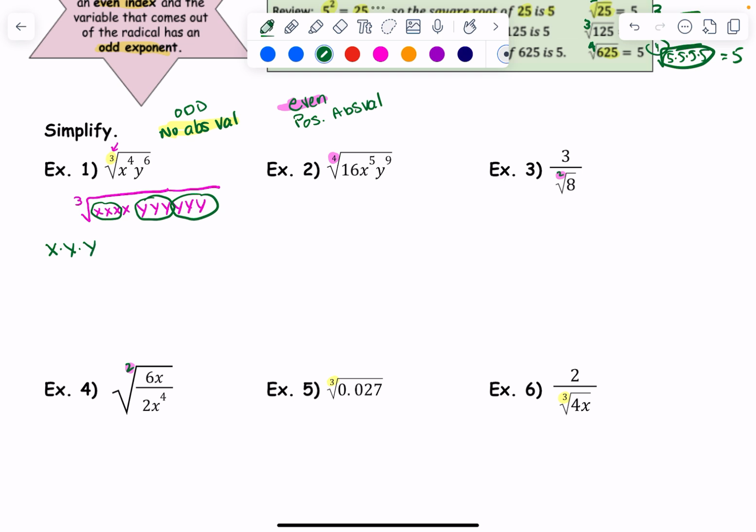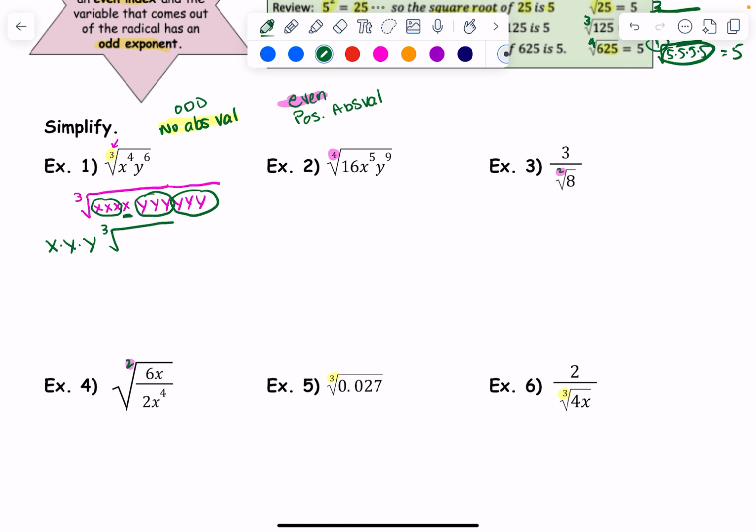Because the index is odd, we don't put absolute values, but we're going to keep the index because we do have one x left over. So we clean this up, and this is x, and then we have y squared because we had 2 y's. And then we have the cube root of x, and that would be our answer.